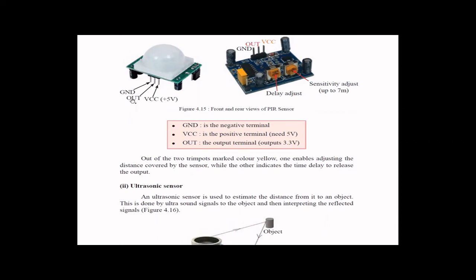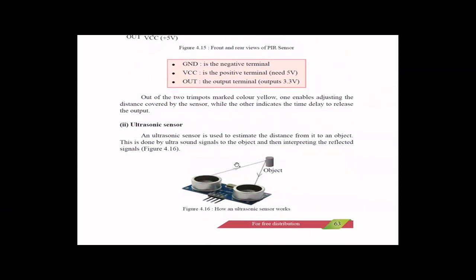Here we have two other trim ports as well, delay adjust and sensitivity adjust, right? What sensitivity adjust does is it enables you to adjust the distance covered by the sensor. Up to 7 meters, this can do the detection. The other one is delay adjust. It will adjust the time delay to release the output.